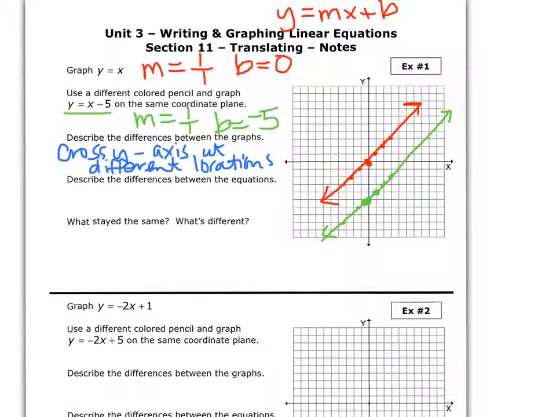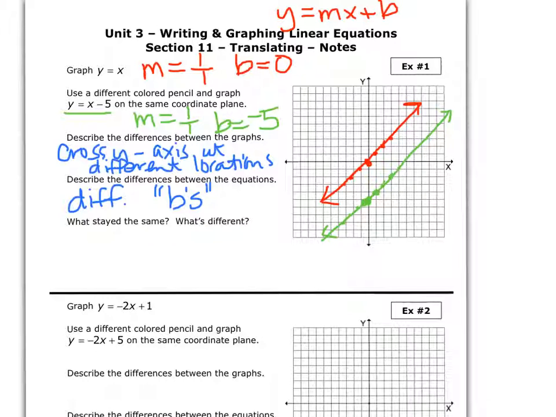Okay, what about the differences in the equations? So think about when a line crosses the y-axis, what is that? Well, that is my y-intercept. That is my b. So look here at the two values of b. Well, the differences in the equation is I have a negative 5 for b and a 0 for b. So it has different, and I'm just going to abbreviate, different, and I'm going to put in parentheses b's. Different y-intercepts.